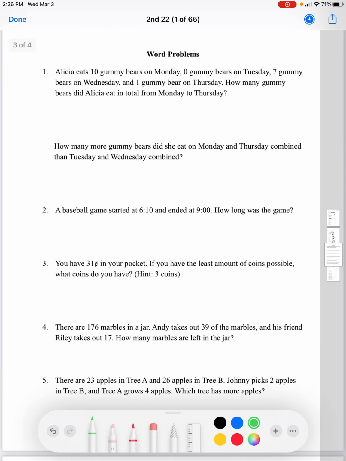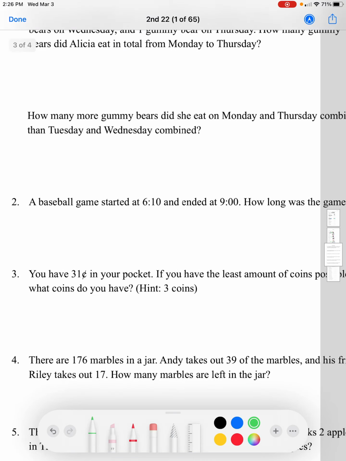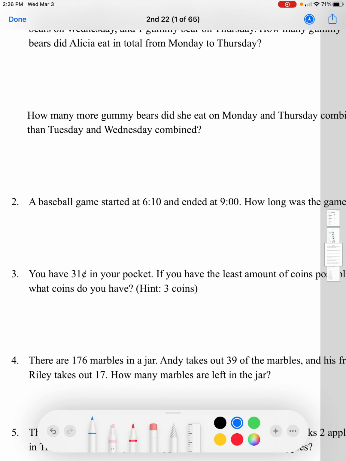And now let's move on to word problems. We'll just do a quick question. Let's do number 2. It says, a baseball game started at 6:10 and ended at 9 o'clock. How long was the game? So we're trying to find the time in between 6:10 and 9 o'clock. So let's subtract 9 o'clock minus 6:10.